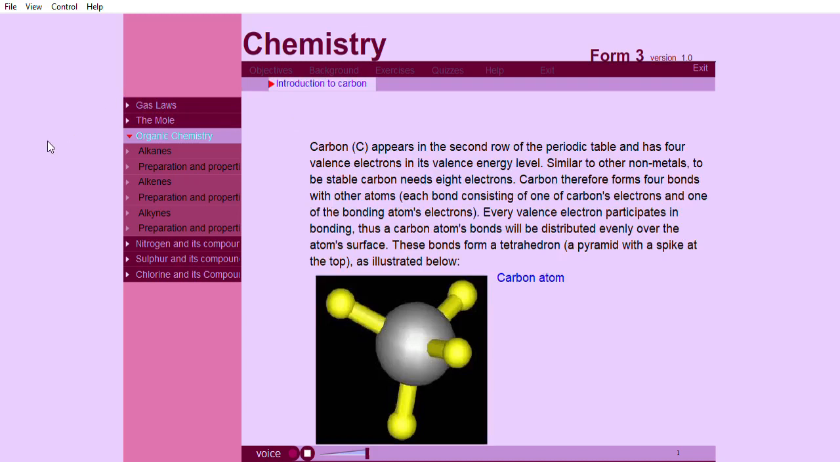Carbon, C, appears in the second row of the periodic table and has 4 bonding electrons in its valence energy level. Similar to other nonmetals, to be stable, carbon needs 8 electrons. Carbon therefore forms 4 bonds with other atoms, each bond consisting of one of carbon's electrons and one of the bonding atom's electrons. Every valence electron participates in bonding, thus a carbon atom's bonds will be distributed evenly over the atom's surface. These bonds form a tetrahedron, that is, a pyramid with a spike at the top, as illustrated below.